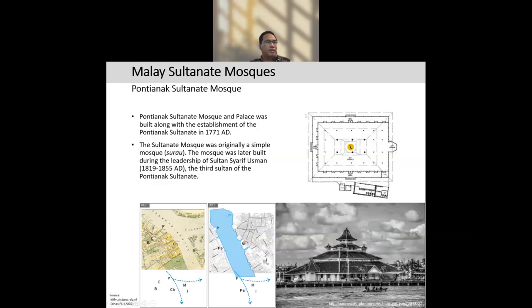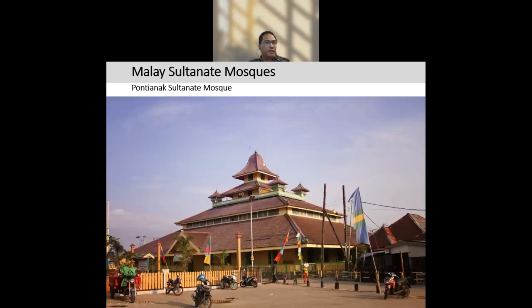The third mosque is the Pontianak Sultanate Mosque. This was built along with the establishment of the Pontianak Sultanate in 1771. This mosque was originally a simple mosque, or what we call a surau. Then, during the leadership of Sultan Sharif Usman, it was later rebuilt. This is the location of the mosque. This is an old picture of the mosque. We can see that the roof consists of three layers, and the top of the roof has a bell-like form, a stupa too, from the Hindu period.